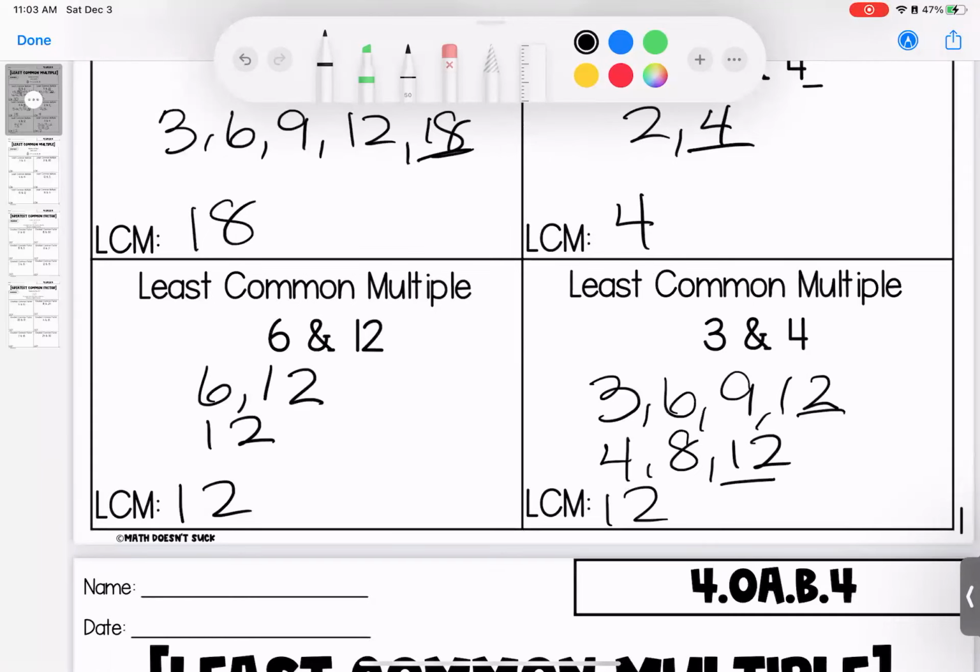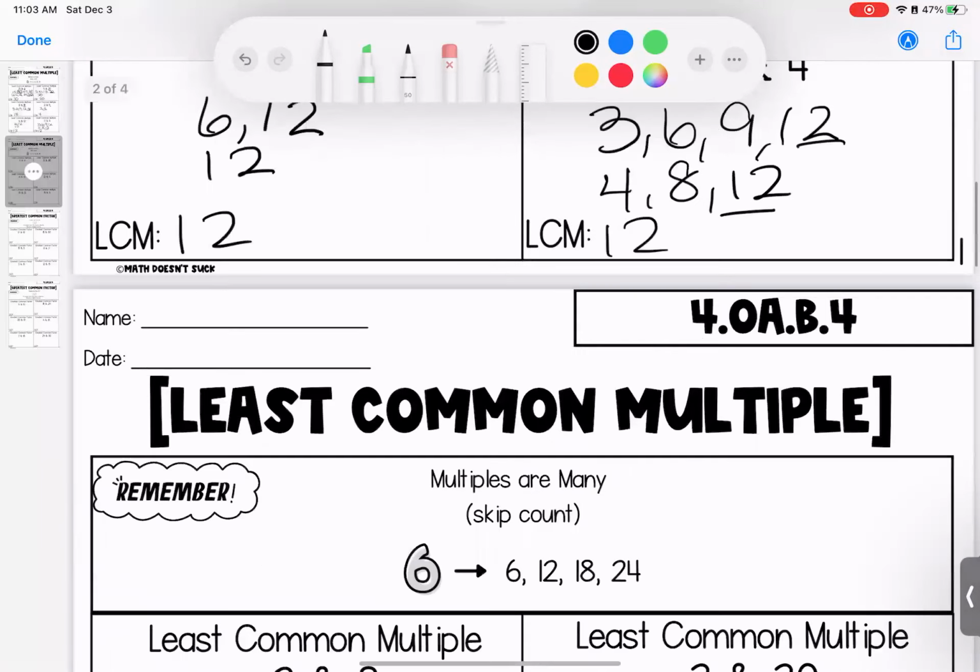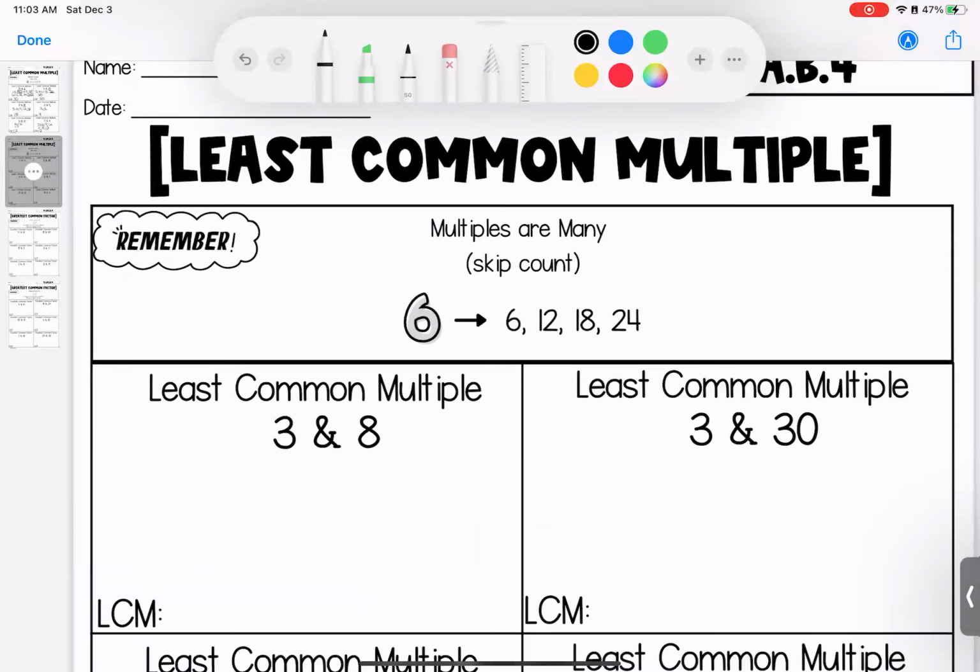If you have any questions, please bring them with you to class. Page number 2, we continue to work on least common multiples. Remember, when we're talking about multiples, multiples are many. It is skip counting. They go on forever.